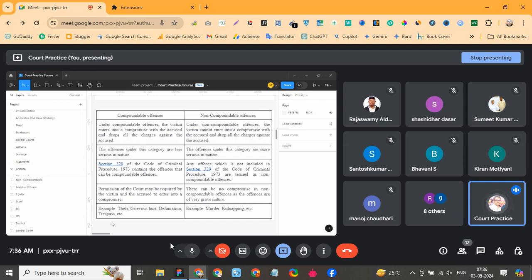So these are the simple scenarios that we should learn. Whatever the scenario regarding the types of offense, on the basis of bailable, cognizable, compoundable, serious in nature or non-serious in nature, we can say that the criminal procedure will be done accordingly. It totally differs with the type of offense.